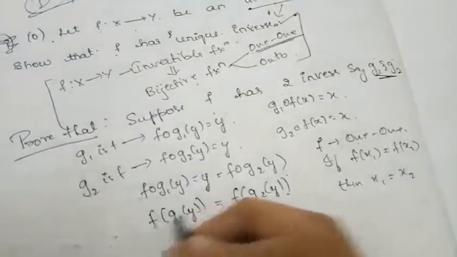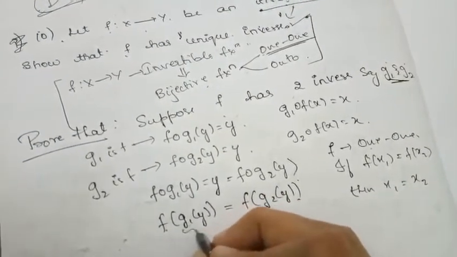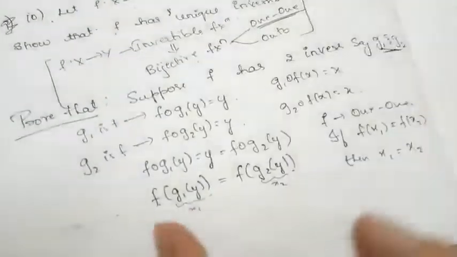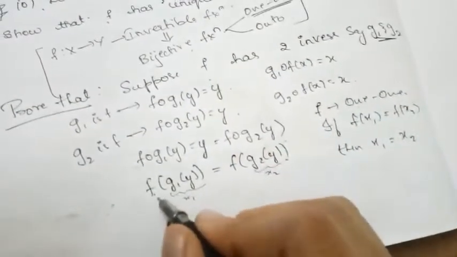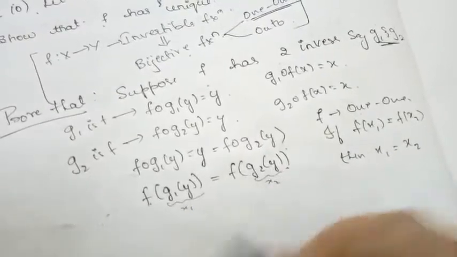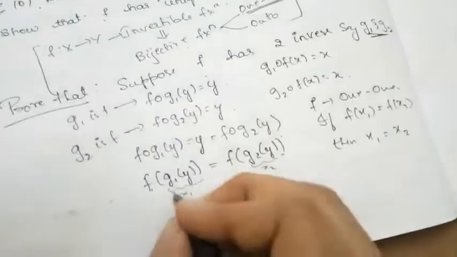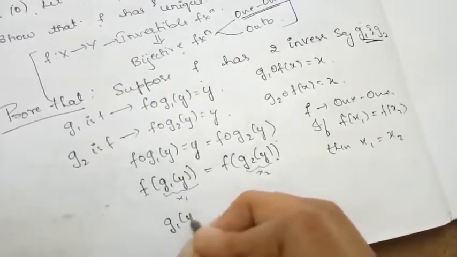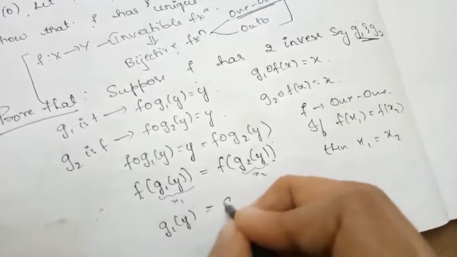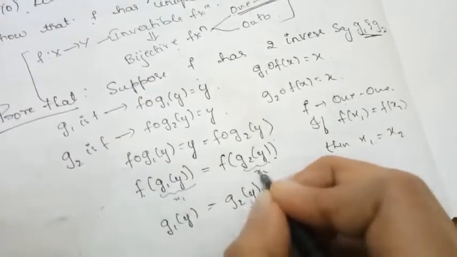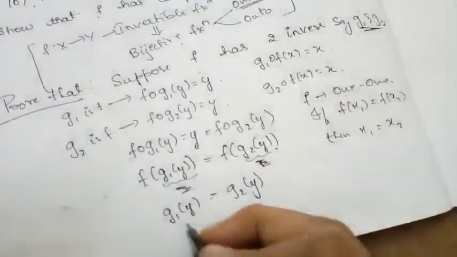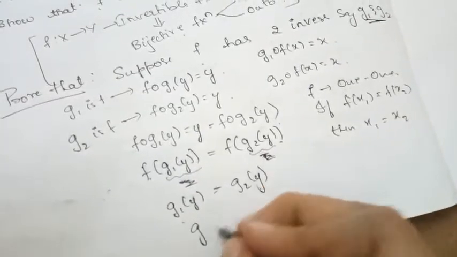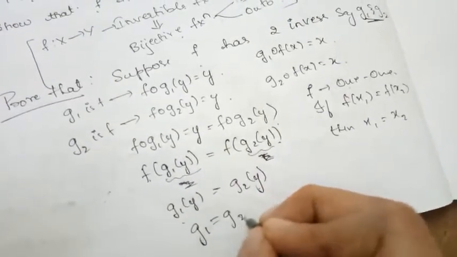Since f is 1-1, if I take this one as x1 and this one as x2, what happens? If f of x1 is equal to f of x2, since f is 1-1, it implies x1 is equal to x2. Here x1 is g1 of y and x2 is g2 of y, so g1 of y is equal to g2 of y. What does that mean? g1 is equal to g2.